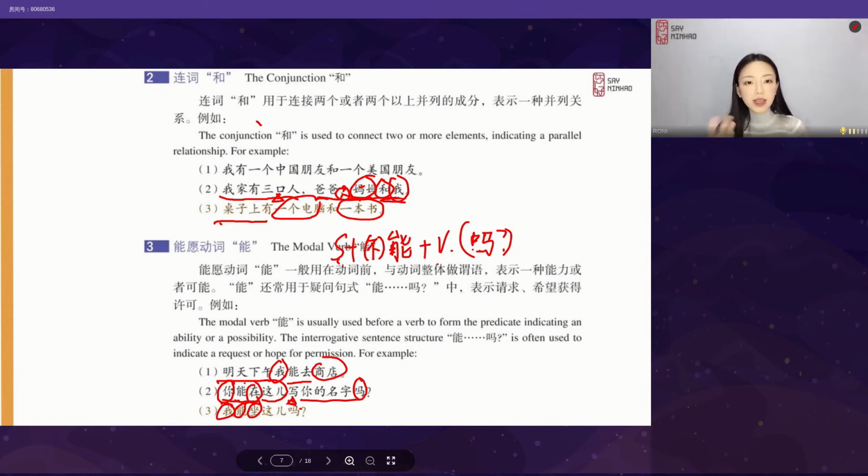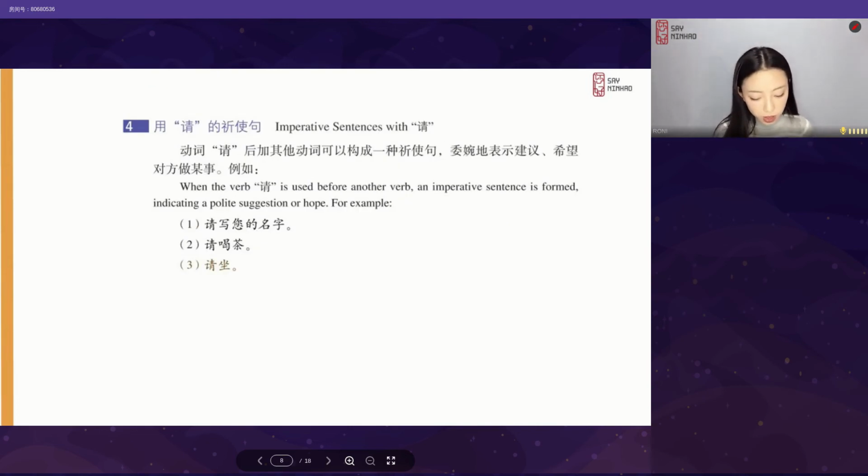And if I ask a question, can you study? Then how to say it? Can you study? It is 你能学习吗? Yes, 你能学习吗? Okay, now let's move on to the next one.